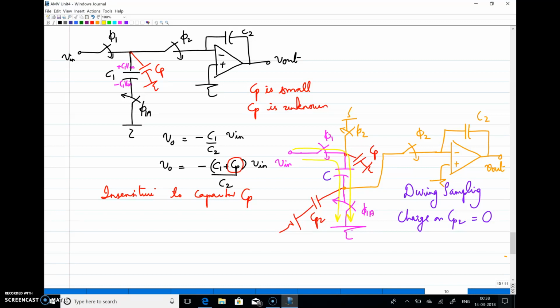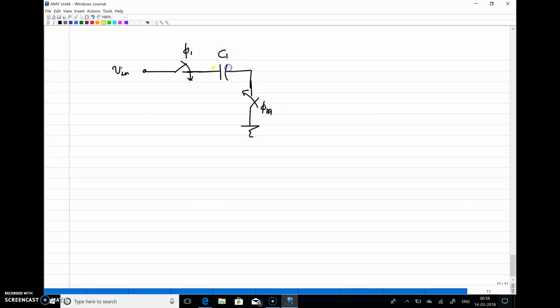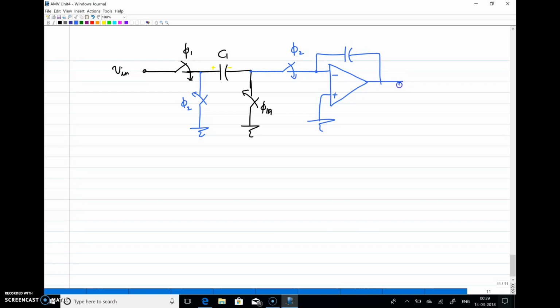Now during the hold phase, I should take the connection from the negative plate of the capacitor. This is actually the negative plate, and from here the connection should proceed. I'll use light blue. From this point I connect to the next switch, which operates at phi 2, and when I take the charges from the negative plate, the other plate should be connected to ground, which is also operated at phi 2. From this point it is connected to an amplifier with the capacitance C2. So this is a complete circuit.